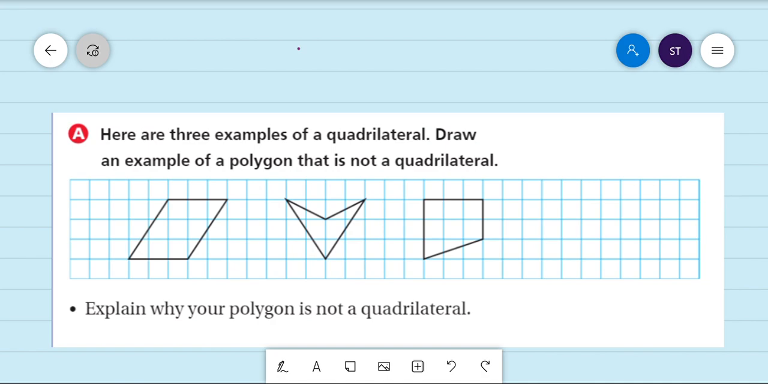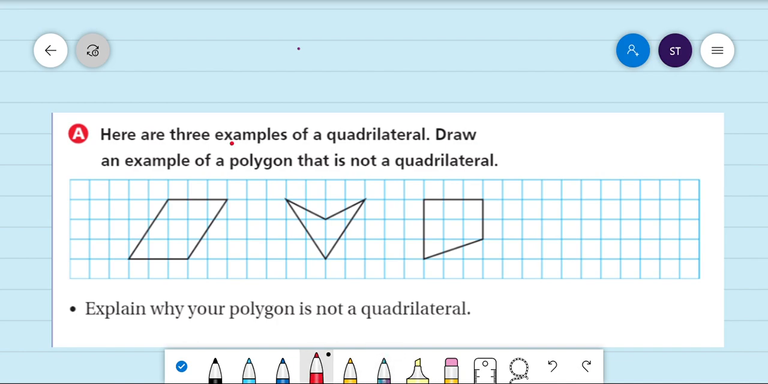Here they have three examples of a quadrilateral. Draw an example of a polygon that is not a quadrilateral. Well, I know what a polygon is. Do you remember what a polygon is? A polygon is a shape that has closed sides. They have to be closed, can't have an opening, and straight lines. So all of these shapes that we see are polygons because they fit those classifications.